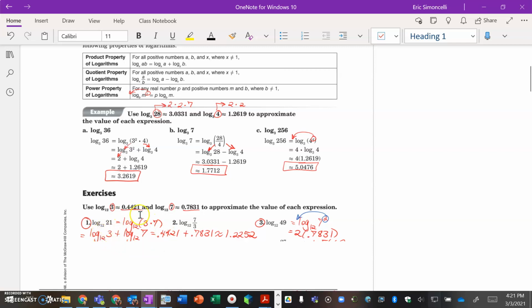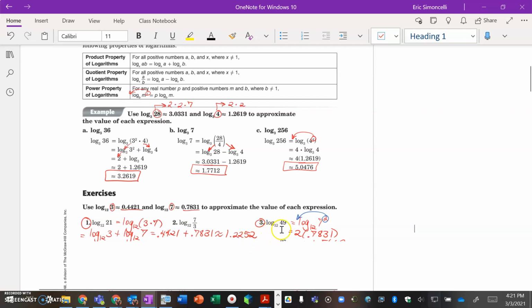Certainly this is easy where it's just 0.4421. This is easy as well, as you see 0.7831. Add the two, and if you need your calculator, fine, but in the end you didn't actually use the log functionality on the calculator, which is really the ultimate goal, I believe.